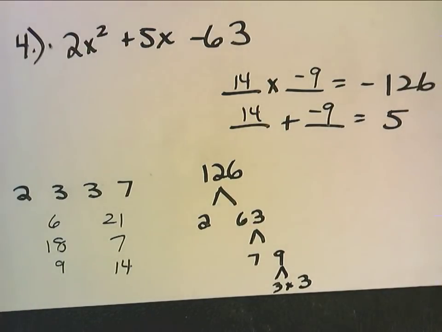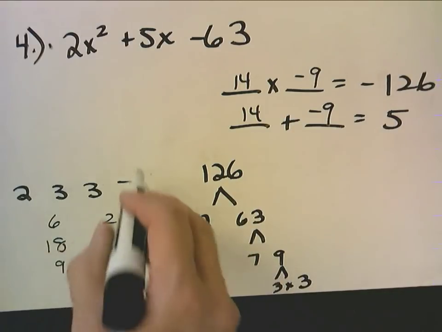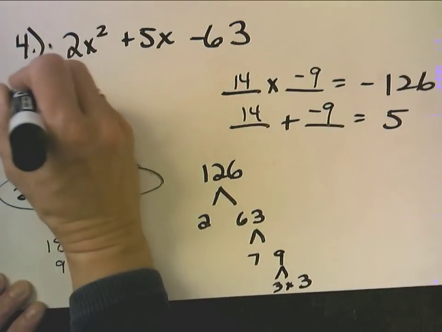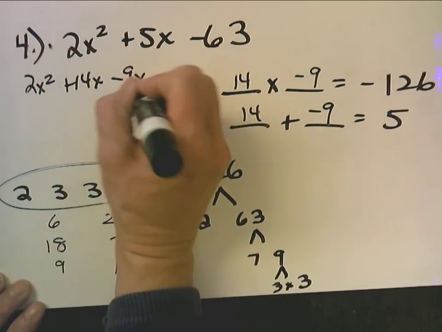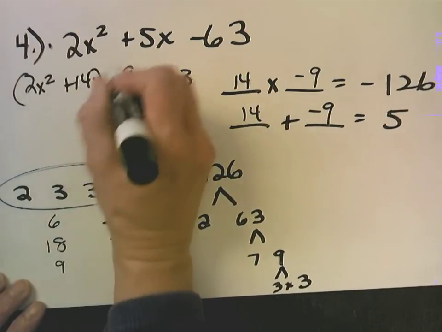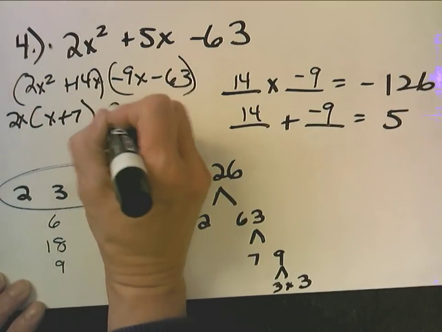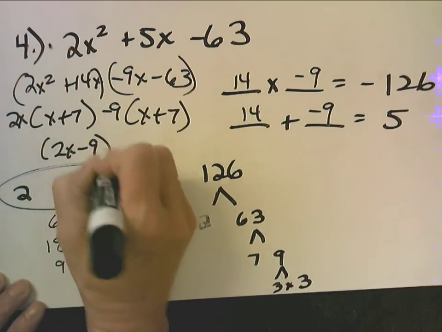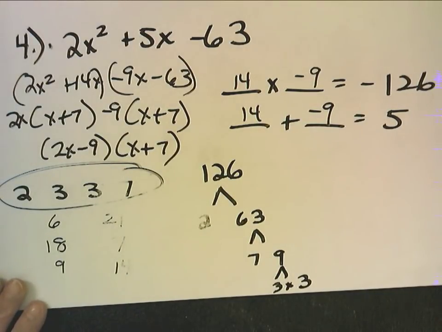Okay? So notice what I did. I broke this down into the prime factors, and then I played with these 4 factors, different combinations to help me find the magic numbers. So now, 2x squared plus 14x minus 9x minus 63, and 2x, x plus 7, minus 9, x plus 7. So I have 2x minus 9 times x plus 7, and that's the final answer.